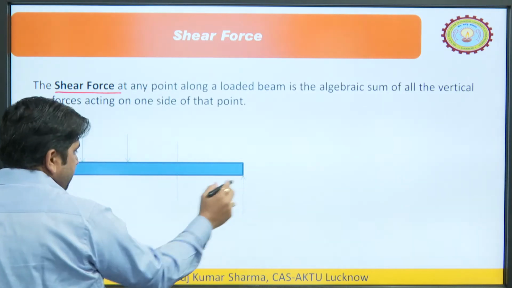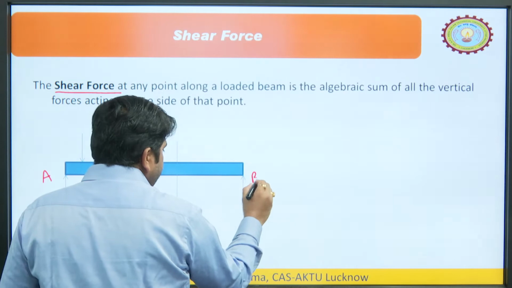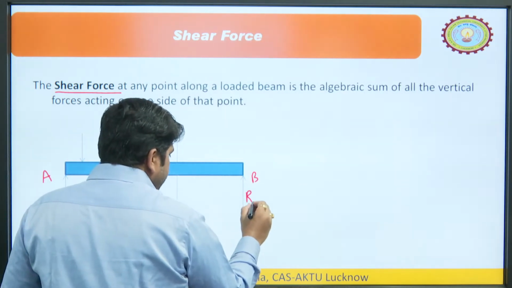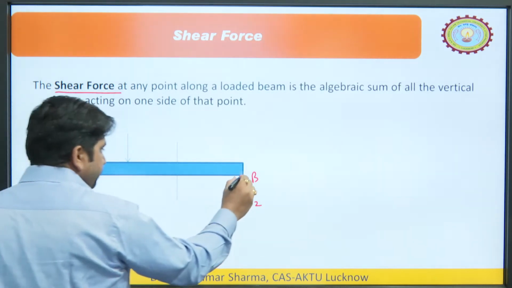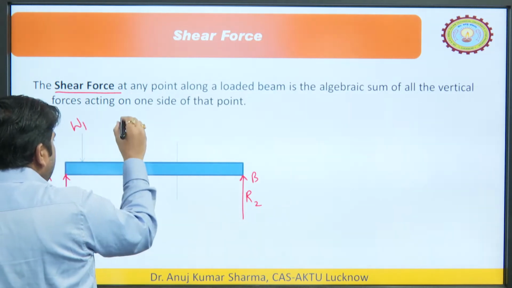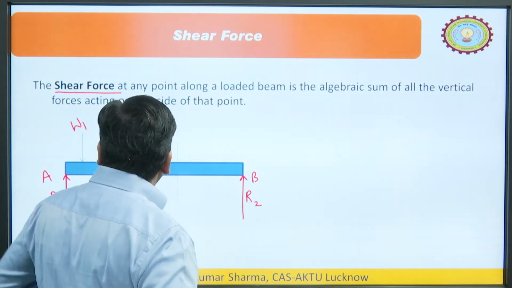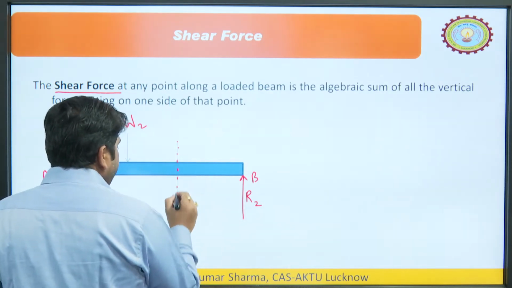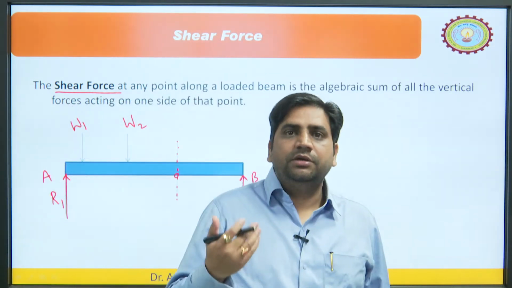So, for example, let us consider this beam. This is point A, this is point B, this is normal reaction R1, this is normal reaction R2. These are the two supports, here you can see. Now, let us say one load W1, one load W2, these loads are acting at this point. If we want to calculate the shear force at this point, this is the section where we want to calculate the shear force.